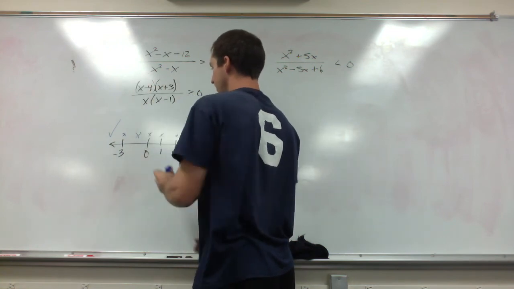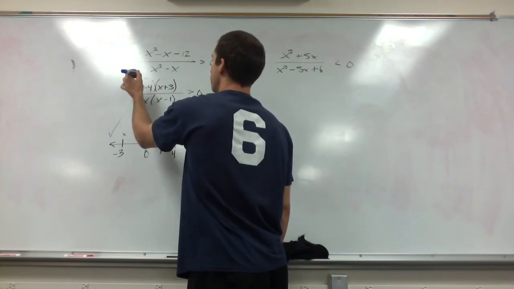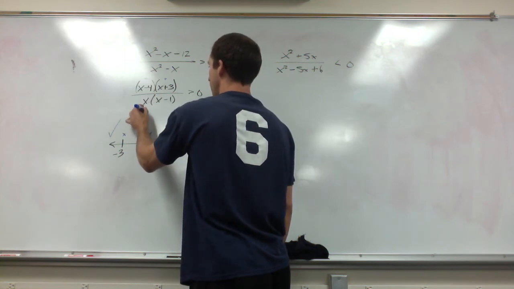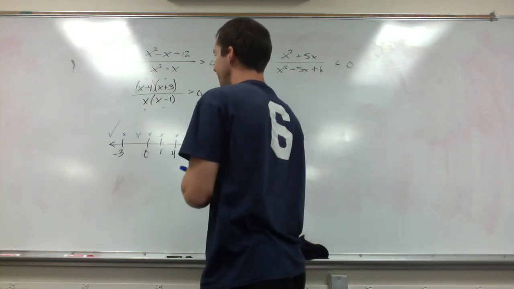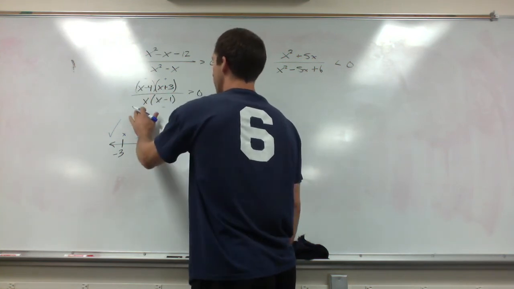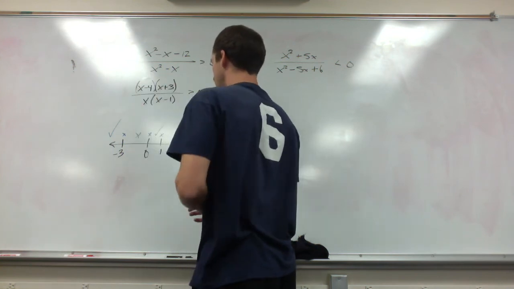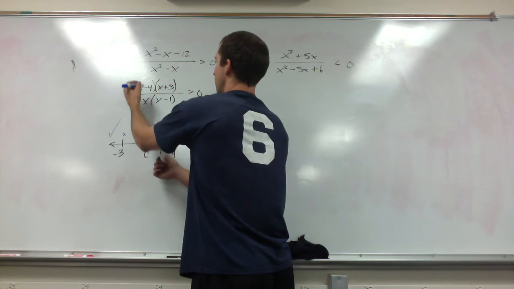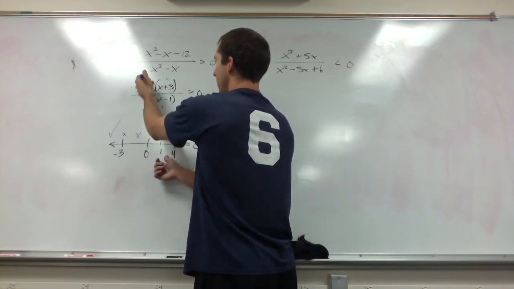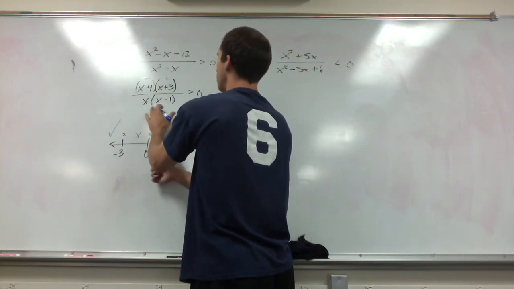Maybe a number between 0 and 1, so like a half, would be negative, that would be positive, that would be positive, and this would be negative. Two negatives multiplied is going to be positive, so that one works for us. Then 2: negative, positive, positive, positive. 1 negative is going to be negative, which is not greater than 0, so no good.